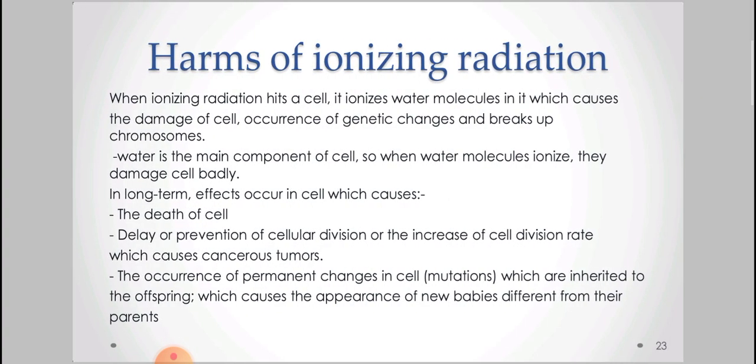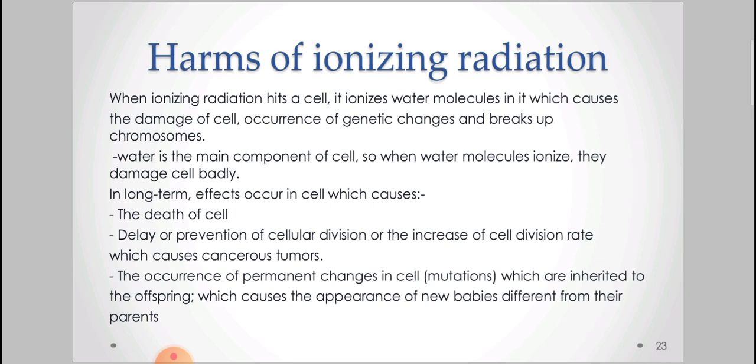Harmful effects of ionizing radiation. When ionizing radiation hits a cell, it ionizes water molecules in it, which causes damage of the cell, occurrence of genetic changes, and breaks up chromosomes. Water is the main component of the cell, so when water molecules ionize, they damage the cell body.